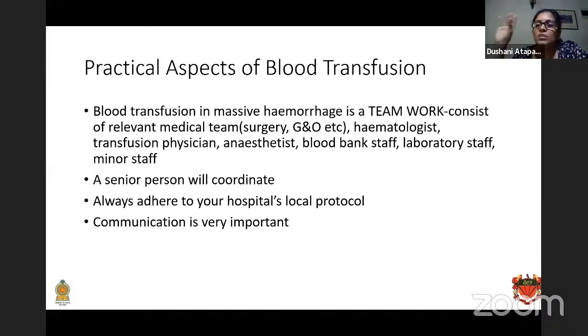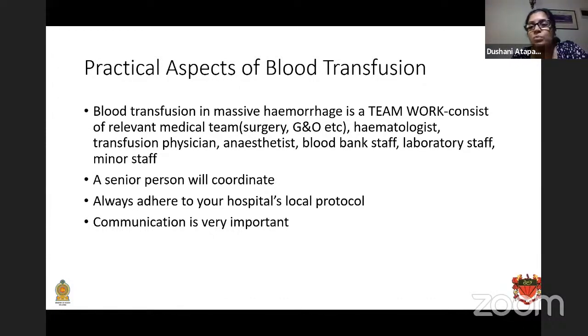protocols to your institute. So these protocols will differ from one hospital to another. So when you go to your institute, your hospital, during your first 2-3 days, during this orientation program, you will be given a chance to go to the blood bank. So ask them, what is our protocol in our hospital? What do we do in a massive hemorrhage?